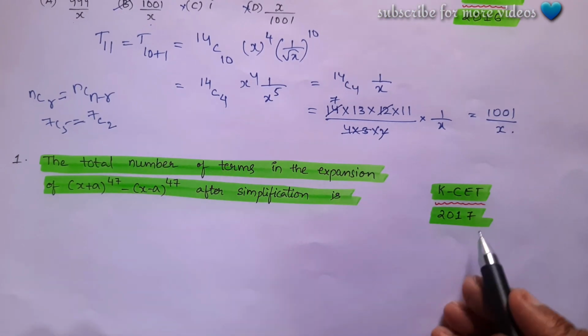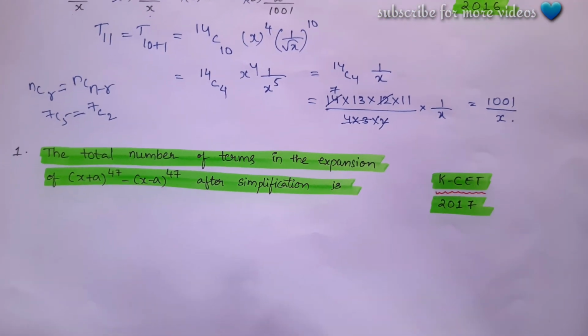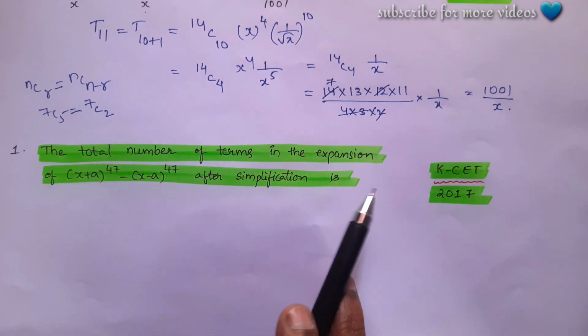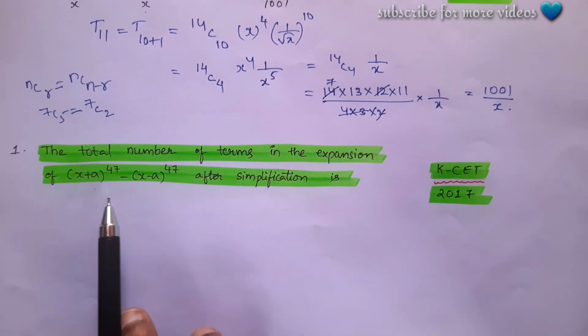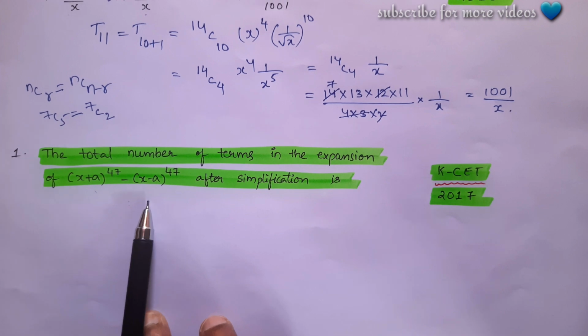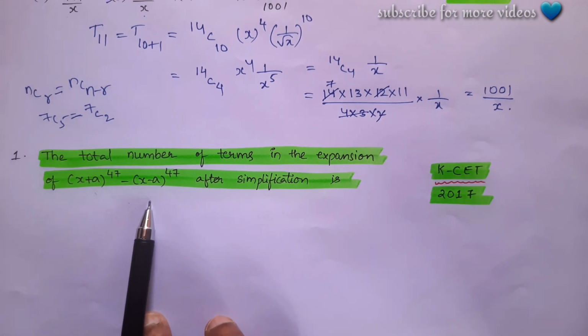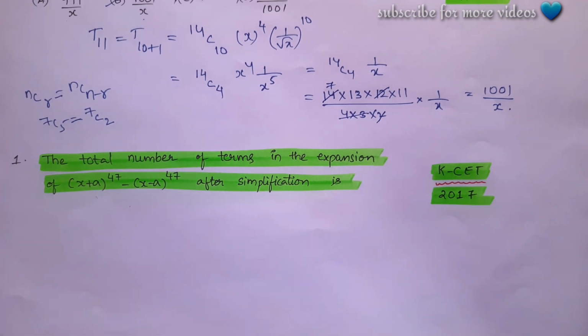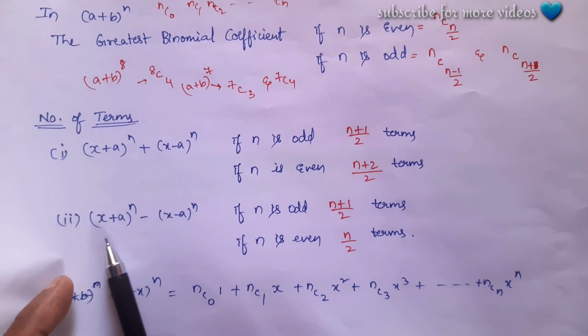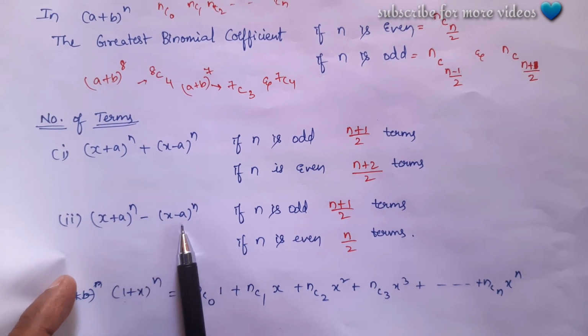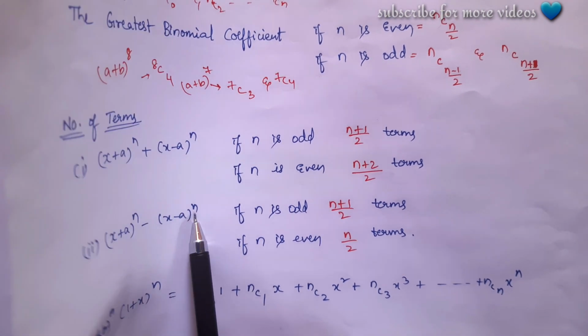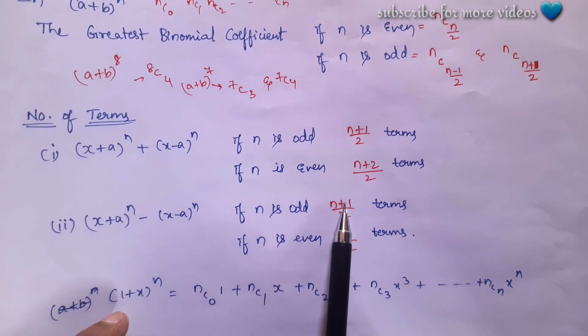Next, question number 17, 2017. The total number of terms in the expansion of (x plus a) power n. So this question we have already discussed. See, I will show the formula also for you. So this is in the form (x plus a) power n minus (x minus a) power n. If n is odd, then the number of terms is n plus 1 by 2.